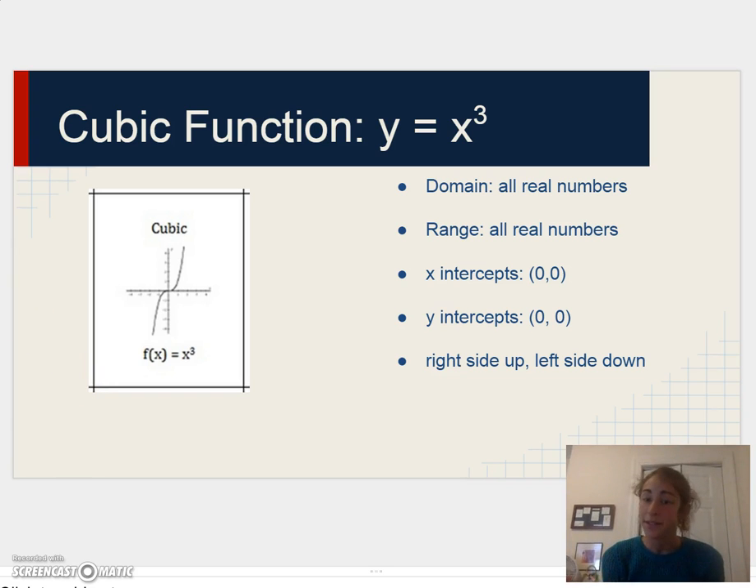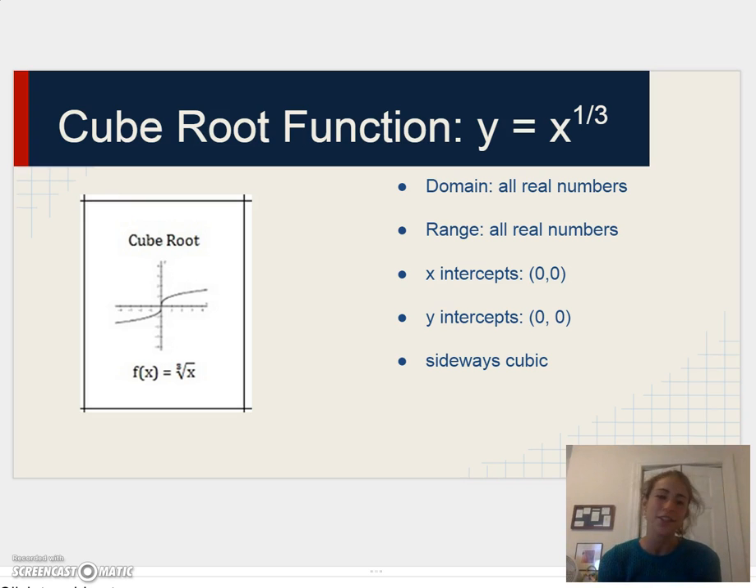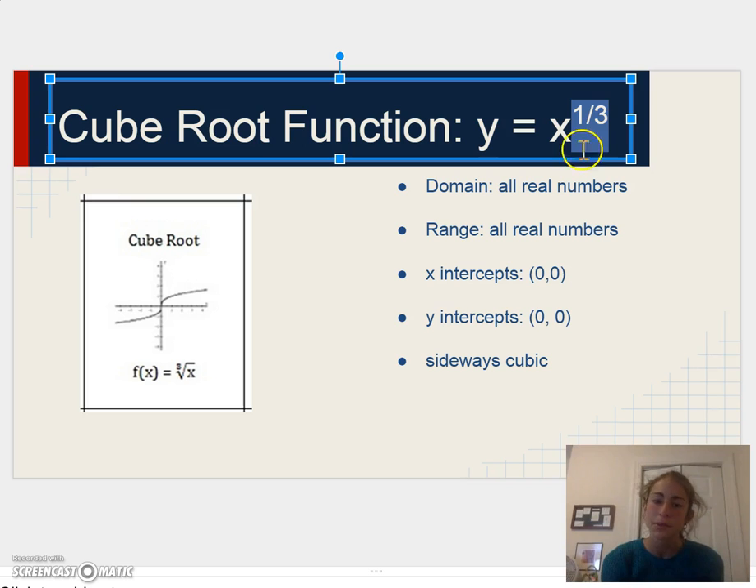Now, how do you undo a cube? You take the cube root, so that's our next function. And remember, the 1/3 power is the same as the cube root. Down here you have the cube root notation, and here we have the rational exponent notation, but they mean the same thing, and it's just the opposite of the cube.